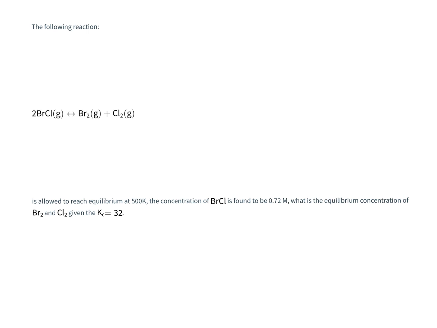Well, the first thing we want to do is set up the equilibrium expression for the reaction, right? Equilibrium expression is always concentration of products over the concentration of reactants, so the concentration of bromine times the concentration of chlorine divided by the concentration of bromine chloride squared. The coefficient of 2 becomes our exponent.